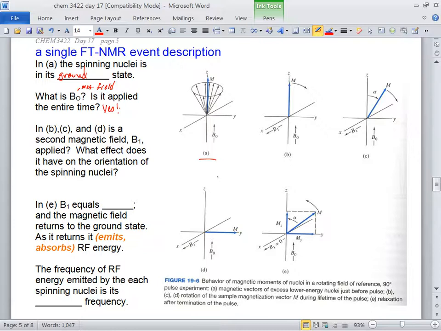Okay. In B, C, and D is a second magnetic field B1 applied? Yes. Can you see it? Whoa, slow down. I'm just trying to make sure everyone sees it. Okay, keep going. What effect does it have on the orientation of the spinning nuclei?